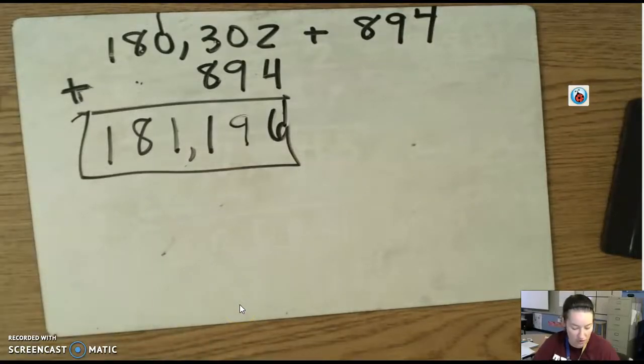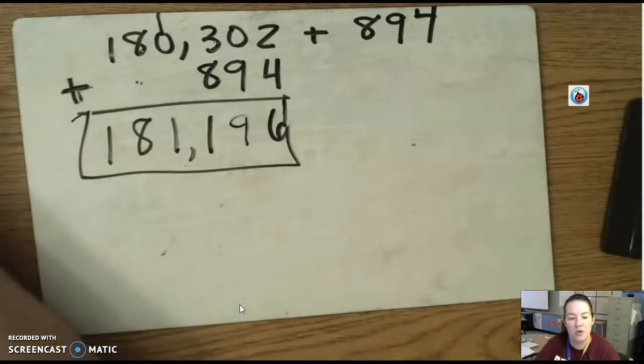So you guys are going to practice adding numbers on the next slide. Go ahead and grab a sheet of notebook paper where you can solve your problems and put your answers in. Good luck.